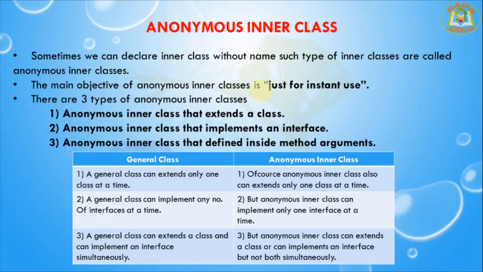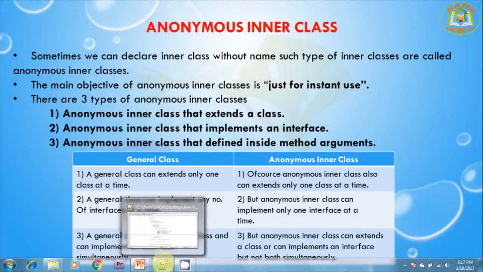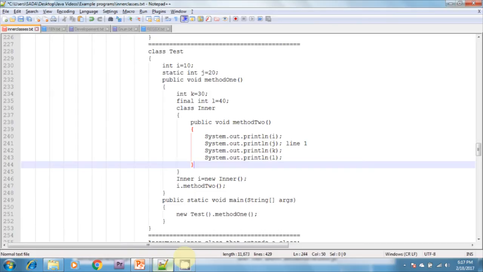There are three types of anonymous inner classes available in Java. First one is an anonymous inner class that extends a class. Second one is an anonymous inner class that implements an interface. Third one is an anonymous inner class that is defined inside method arguments. Now I am going to discuss the anonymous inner class that extends a class, directly with an example.